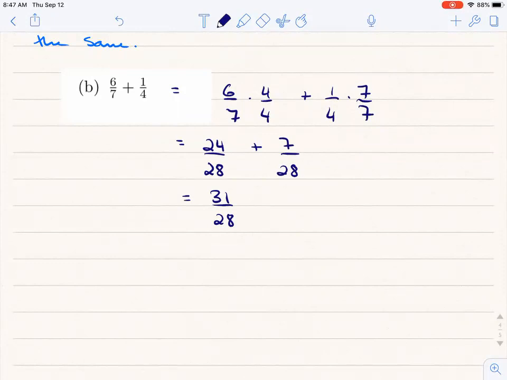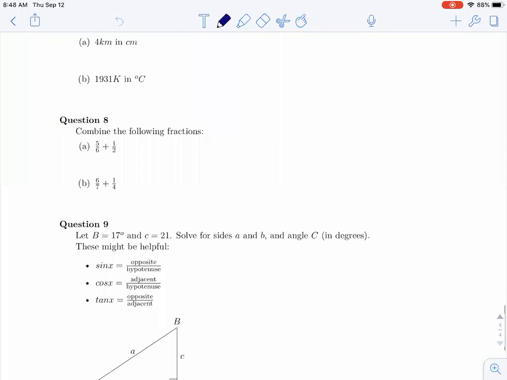So again, if you got that or some version of that same number, then we're gravy. Any questions about combining fractions?